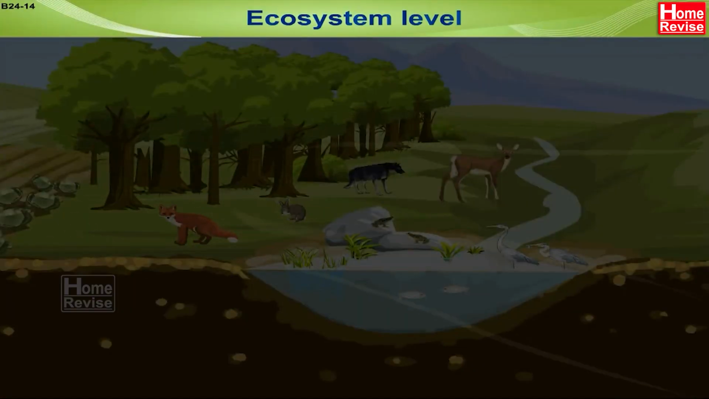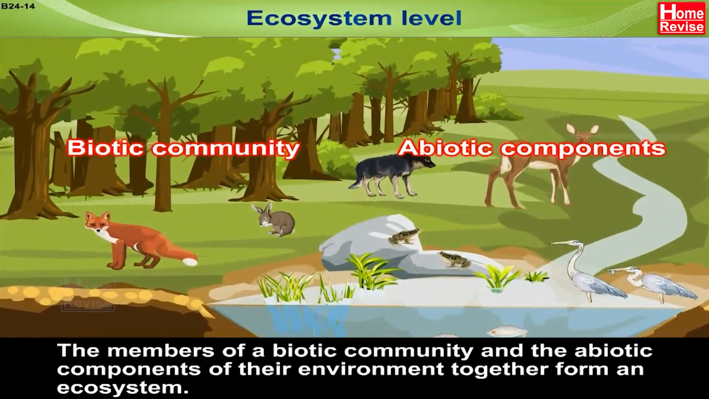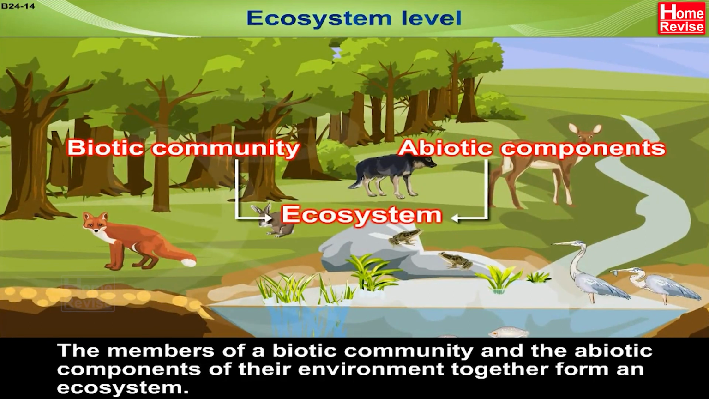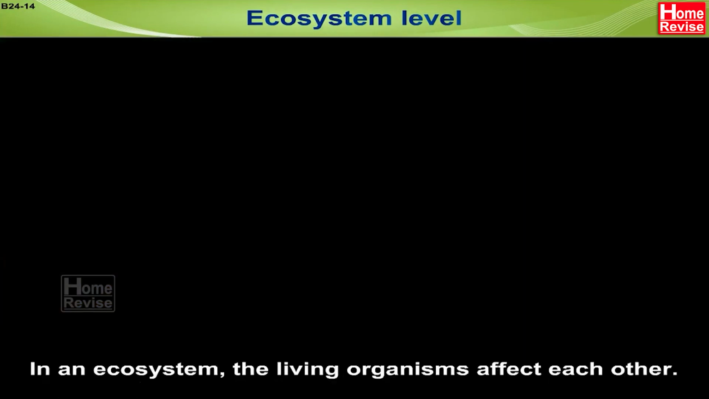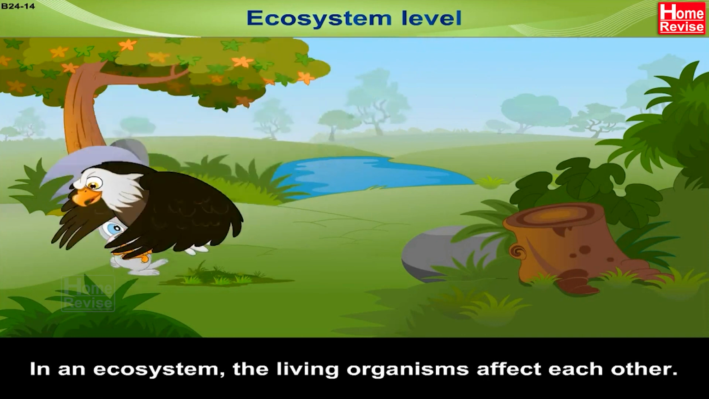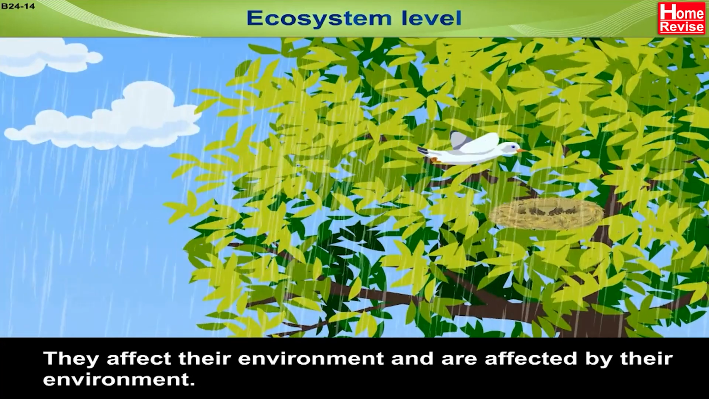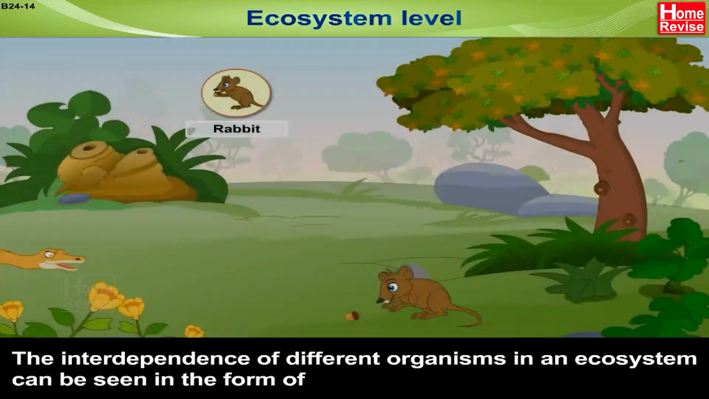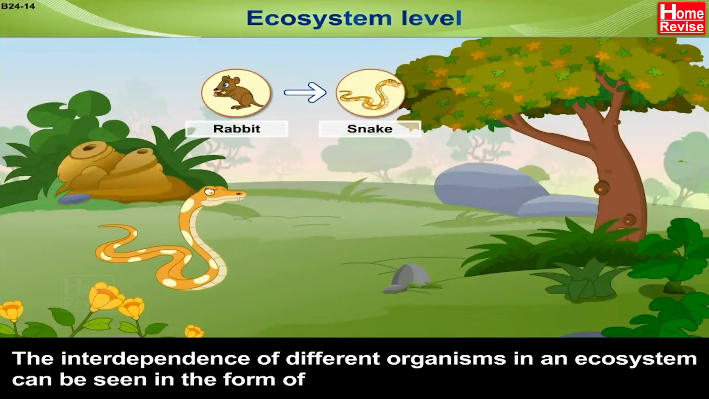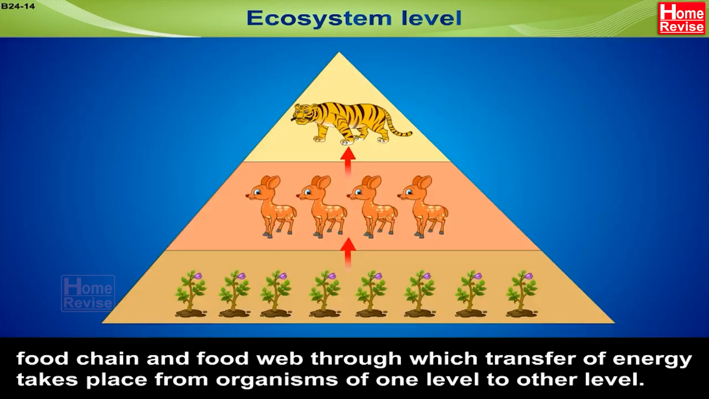Ecosystem level. The members of a biotic community and the abiotic components of their environment together form an ecosystem. In an ecosystem, the living organisms affect each other. They affect their environment and are affected by their environment. The interdependence of different organisms in an ecosystem can be seen in the form of food chain and food web, through which transfer of energy takes place from organisms of one level to another level.